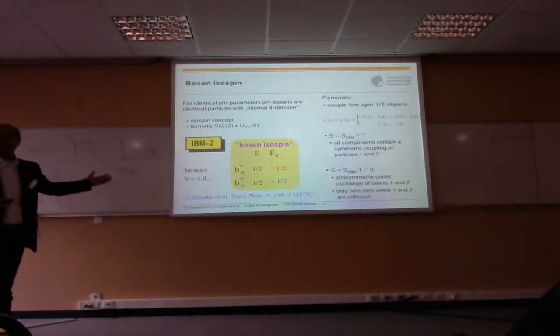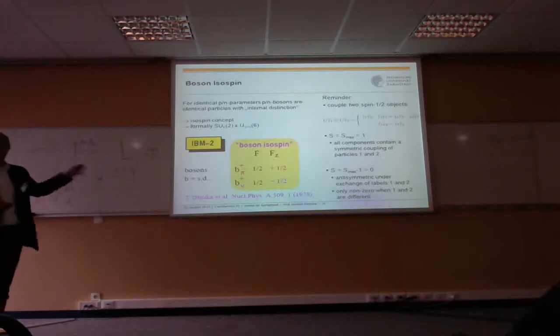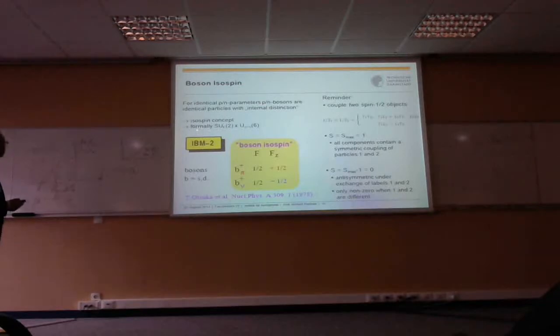So we can apply here the isospin concept of Heisenberg from the 1930s. So for identical proton-neutron parameters, the proton-neutron bosons are identical particles with an internal distinction, a label. So you can apply this isospin concept, and this is a constraint, of course, to all our possible interacting boson model 2 Hamiltonians. But if we do this, that reduces the complexity of our group structure, U(6) pi times U(6) nu, to a spin group times U(6) for proton and neutron bosons.